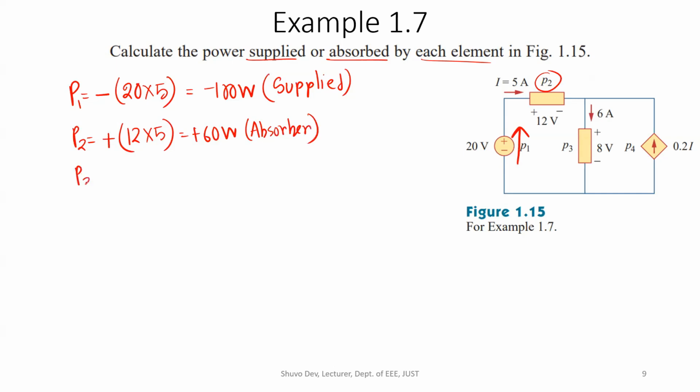Then P3, similarly. You can see here in P3 the current, 6 ampere, is entering the positive terminal. So plus 8 volt and current 6. This is 48 watt. This is absorbed. And finally P4.